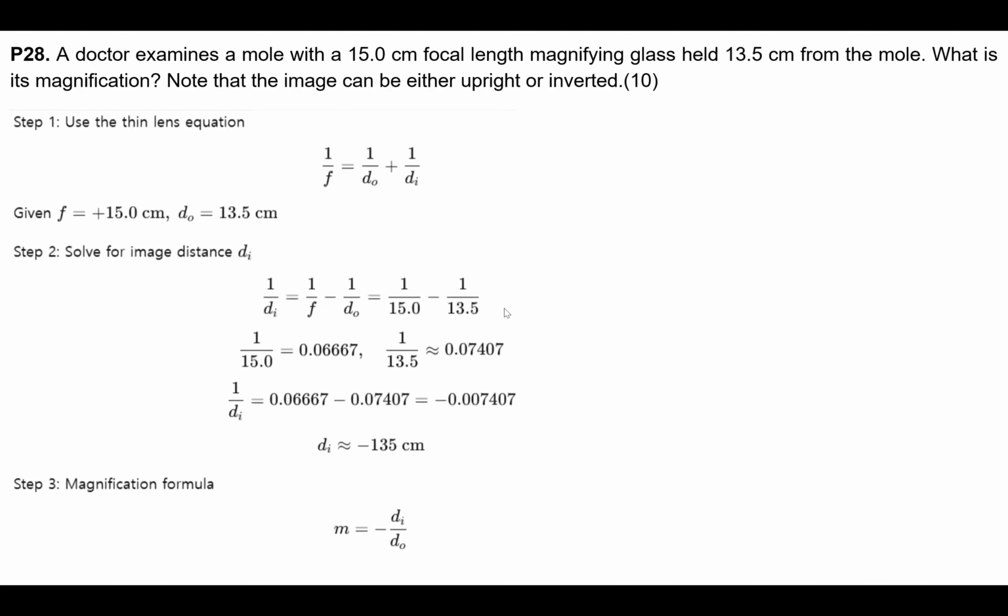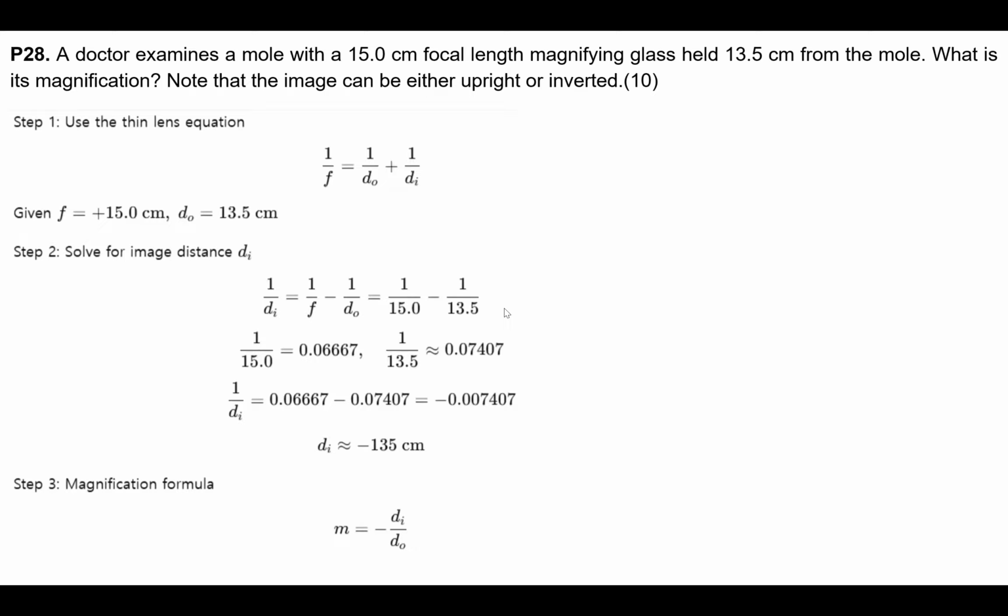Hello. So we will try to solve the problems for chapter 2 of volume 3, geometrical optics and image formation. Okay, so problem 28. A doctor examines a mole with a 15.0 centimeter focal length magnifying glass held 13.5 centimeters from the mole. What is the magnification? But the image can be either upright or inverted.